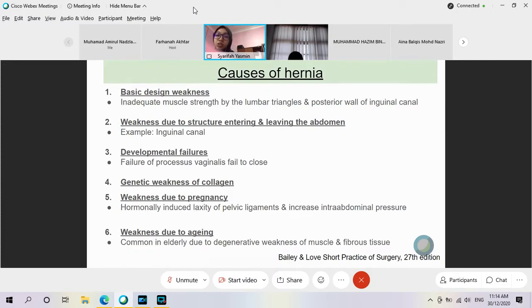And the last one is weakness due to aging. Hernia is common in the elderly due to degenerative weakness of muscle and fibrous tissue. That's all. Okay.